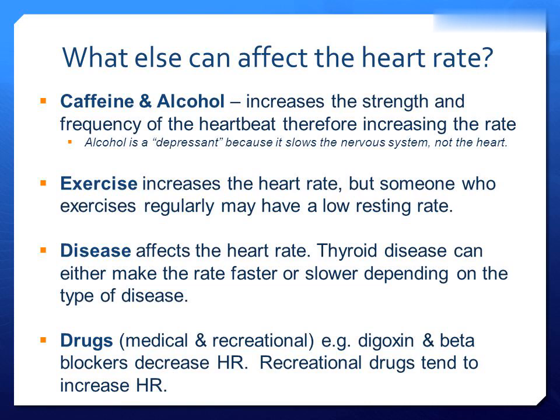Caffeine and alcohol increase the strength and frequency of the heartbeat, therefore increasing the rate. Alcohol is a depressant because it slows the nervous system, not the heart. Exercise increases the heart rate, but someone who exercises regularly may have a low resting rate. Disease affects the heart rate. Thyroid disease can either make the rate faster or slower depending on the type of disease. Drugs, medical and recreational, for example digoxin and beta blockers, decrease HR. Recreational drugs tend to increase HR.